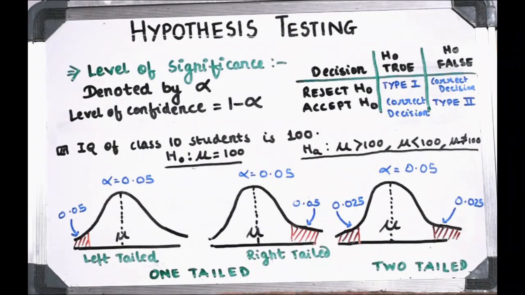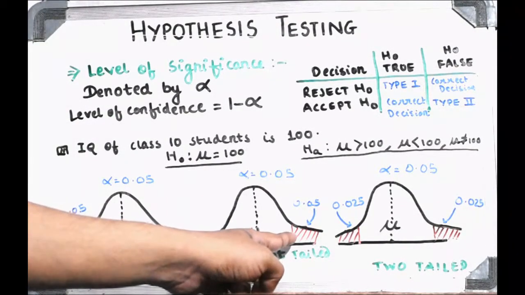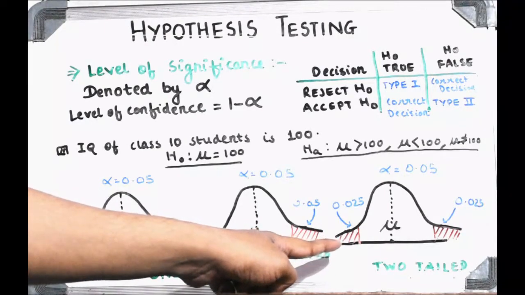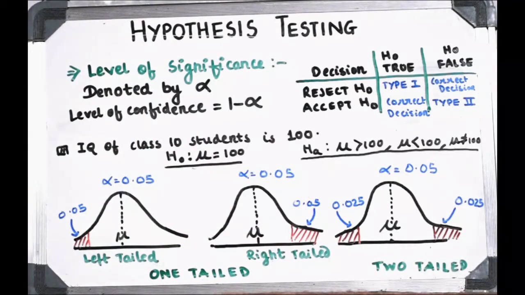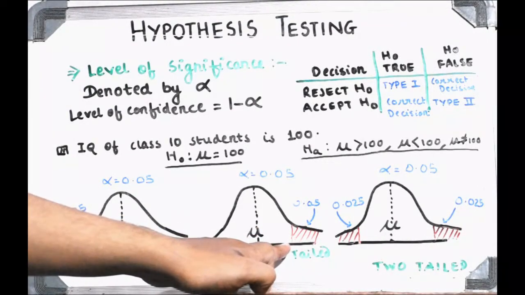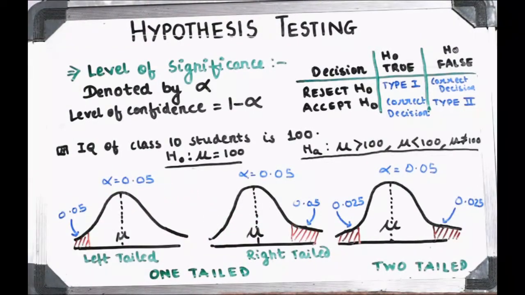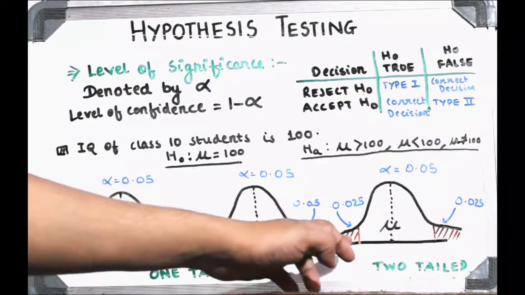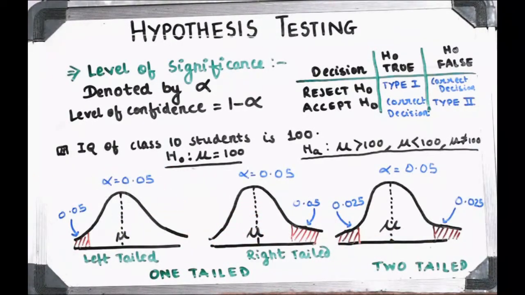And what does the critical value signify? The critical value will separate the rejection region from the acceptance region. So this is the critical value, and these are the critical values that separate the rejection region from the acceptance region. We find this from the Z table or T table. So the level of significance is basically the area under the rejection region.